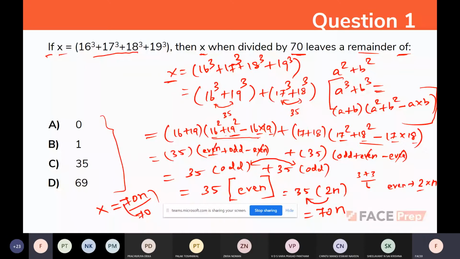Okay. Yeah, exactly. Thanks, Paul. 0 will be the answer. So here n can be anything from 1 to infinity. Whatever number we are applying for n, it will be a multiple of 70. So if you are dividing it by 70, it will give us 0 remainder. So that is the answer.